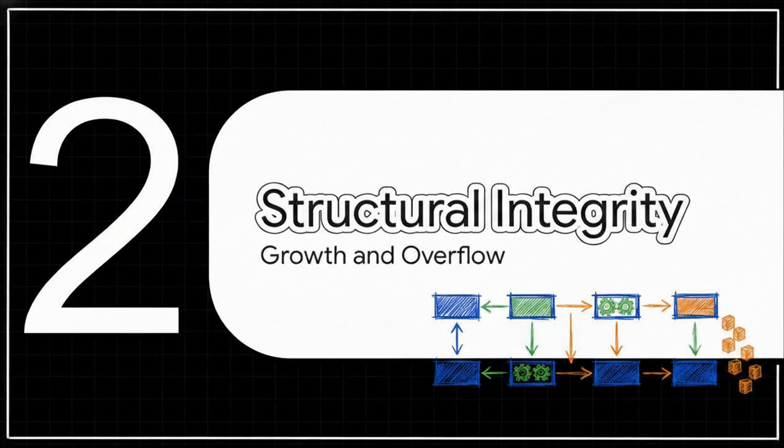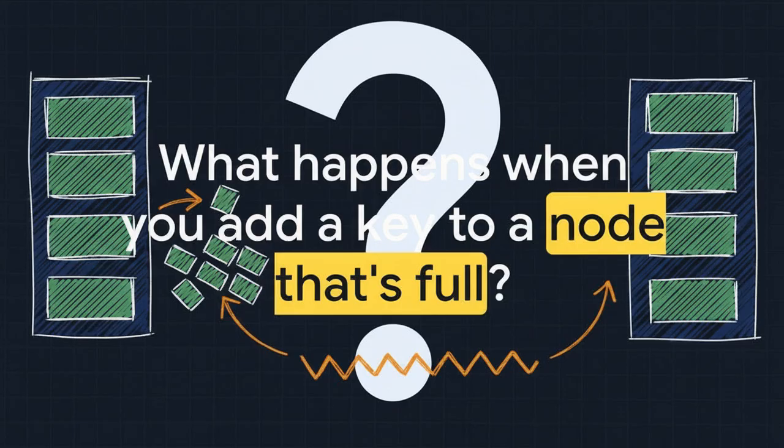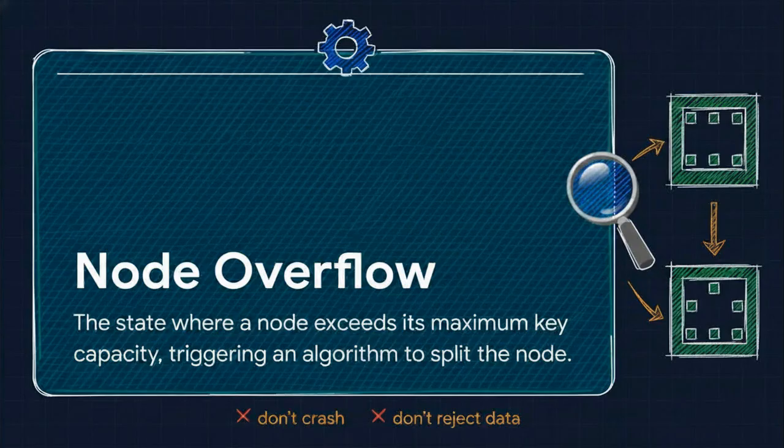Okay, Section 2, structural integrity. Now, finding data is one thing, but what happens when we add new data? Because, let's be real, data is never static. So how does a B-tree grow without just becoming a complete mess? That's where overflow comes in. Yeah, this is a huge deal. See, each box or node in the tree has a limit. It can only hold so many keys. So, what happens when we try to shove just one more key into a node that's already completely full? That exact situation is called a node overflow, and the B-tree has this really elegant built-in way of handling it.